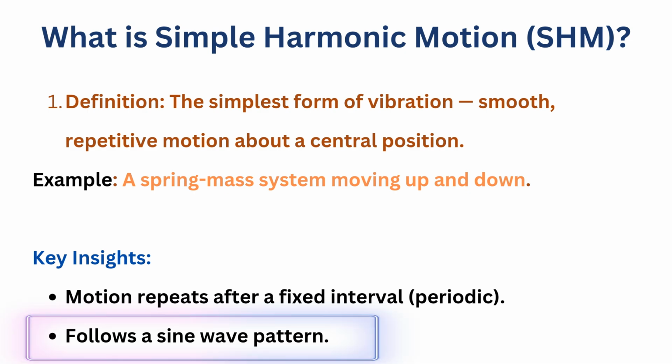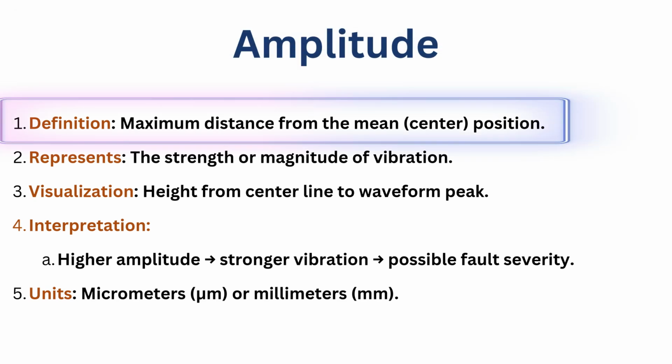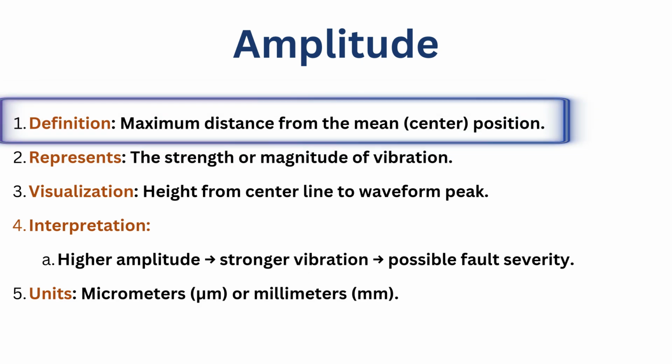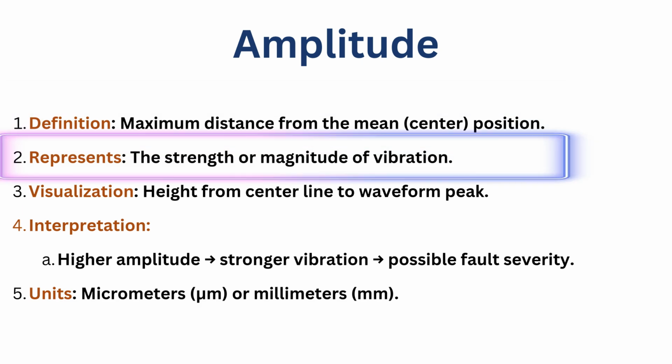So let's start our next topic, what is amplitude. The first property of vibration is amplitude, and amplitude is simply the maximum distance that the vibrating object moves from its center position, or you can say the mean position. In simple terms, it tells us how strong, or how large, the vibration is. In another simple way, we can say that the amplitude describes the severity of the problem, right?